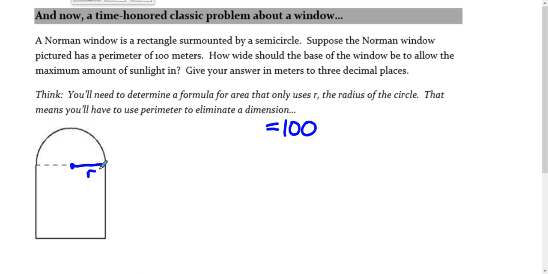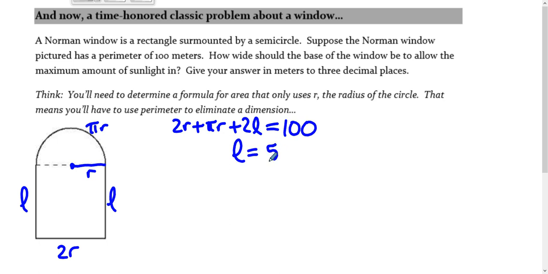This is some radius of a semicircle, which means that this is twice that. Circumference of a circle is 2 pi r. We only need half of that. And then you have some length here, and it's the same length over there. So what's 100? Well, the 2r across the bottom and the pi r across the top, and two lengths have to add up to 100. And so algebra is going to tell us that one of those lengths is 50 minus r minus pi over 2 r.